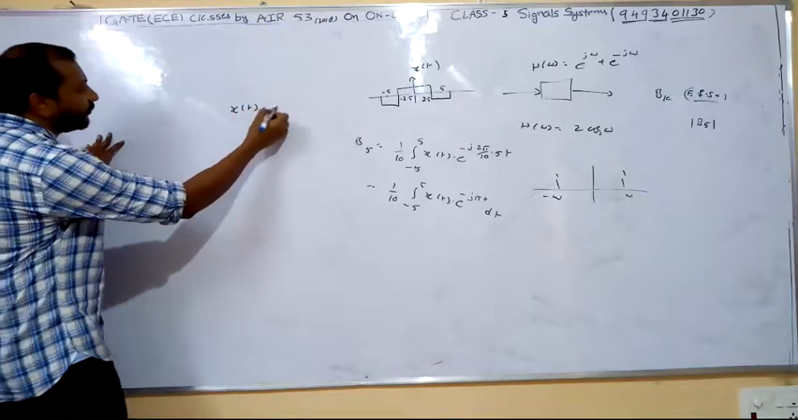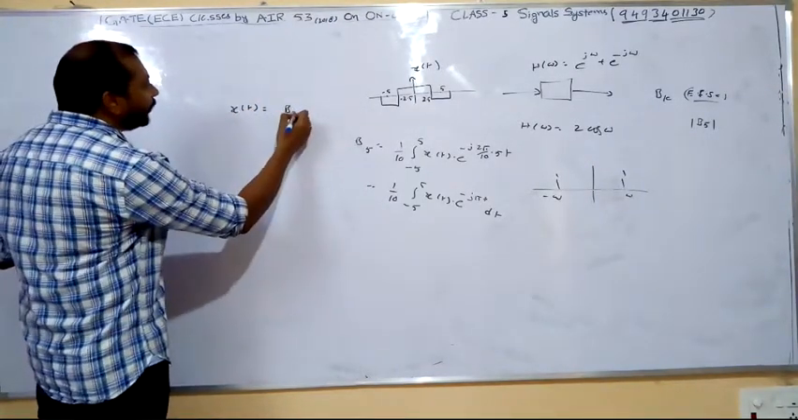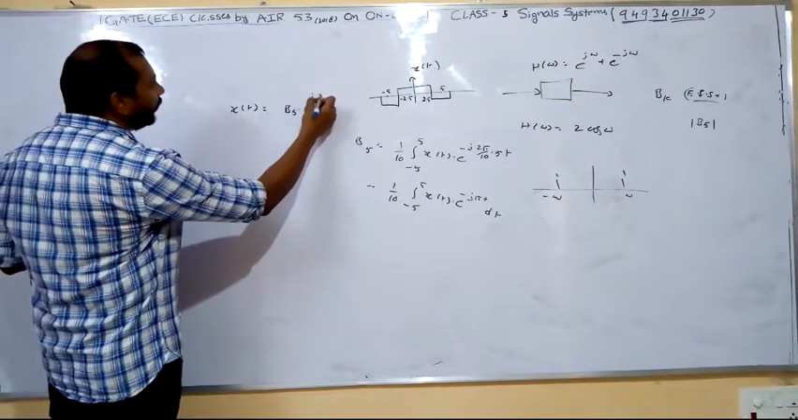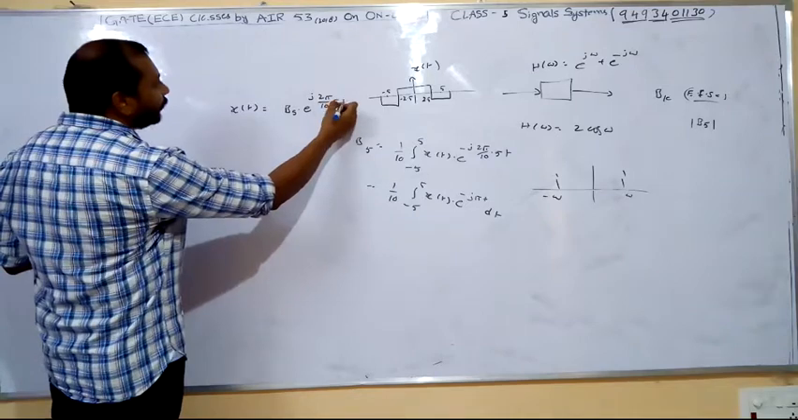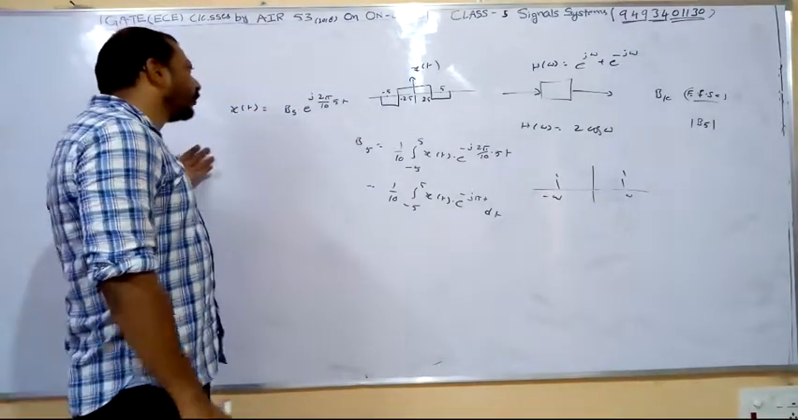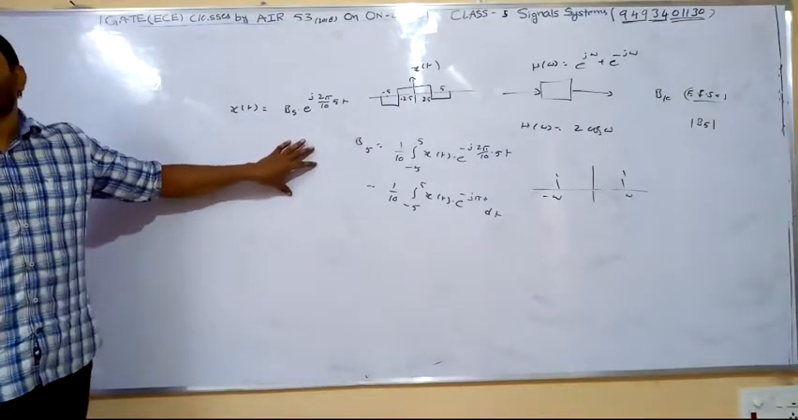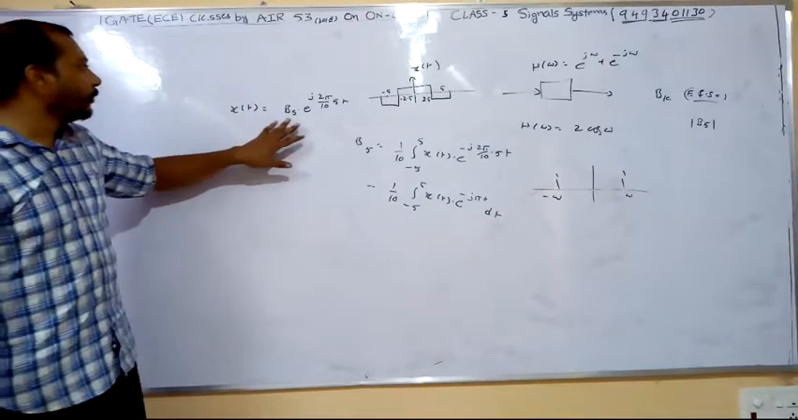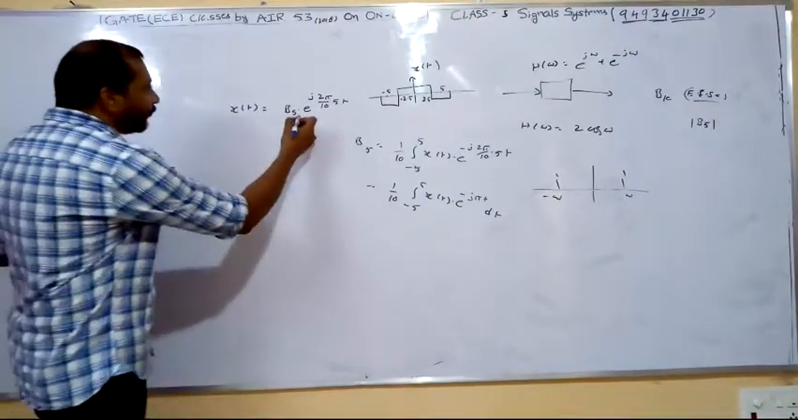The corresponding x of t of this fifth harmonic I am concentrating on is equal to B5 into e to the power j 2 pi by 10 into 5 into t. This is the corresponding x of t. There are a lot of fundamental harmonics and some other harmonics, but we are concentrating only on the fifth harmonic, B5.